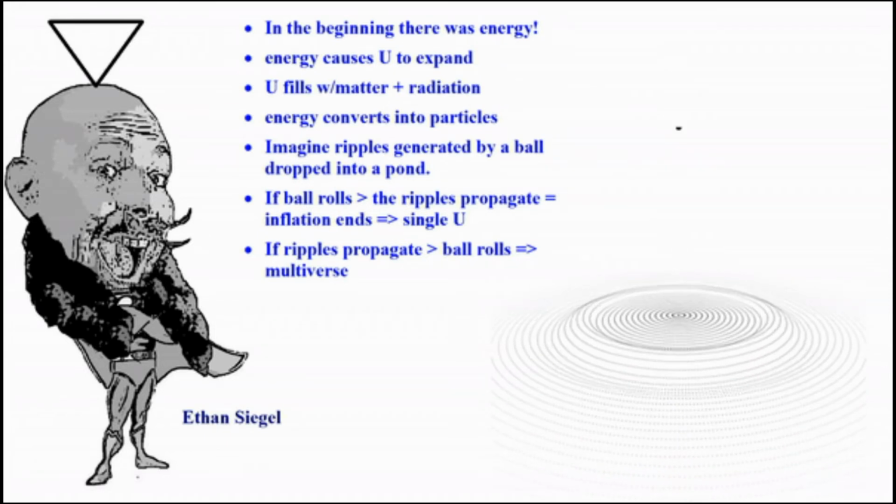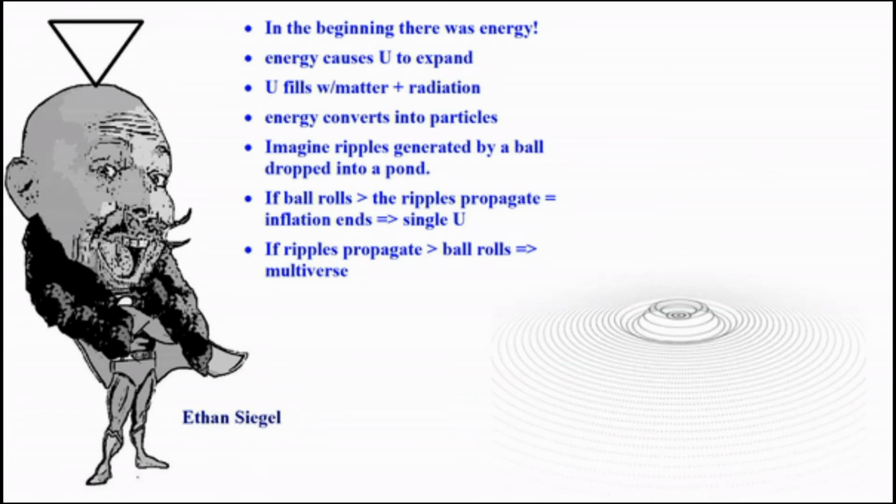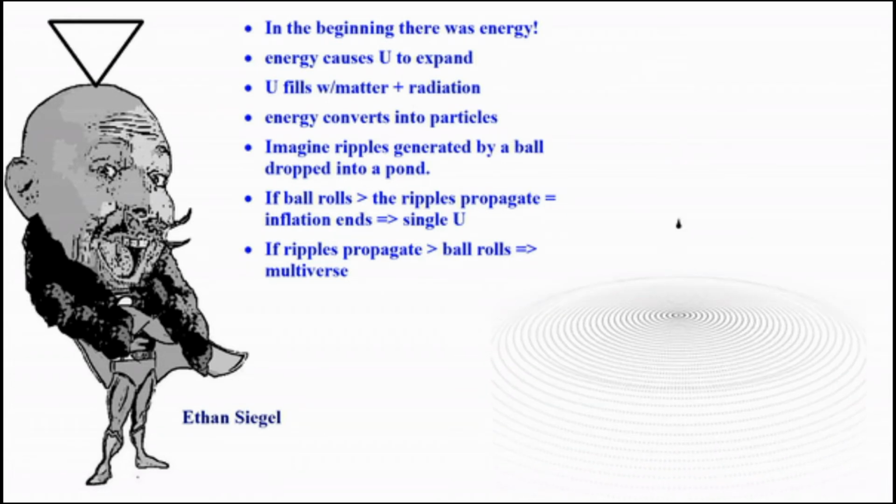But he says, imagine ripples generated by a ball dropped into a pond. There we see the image on the right. If the ball rolls faster than the ripples propagate, then inflation ends, and we have a single universe. All we have is one universe. Great. If the ripples propagate faster than the ball rolls, then we have the multiverse. This is his reasoning, if you can call it reasoning.